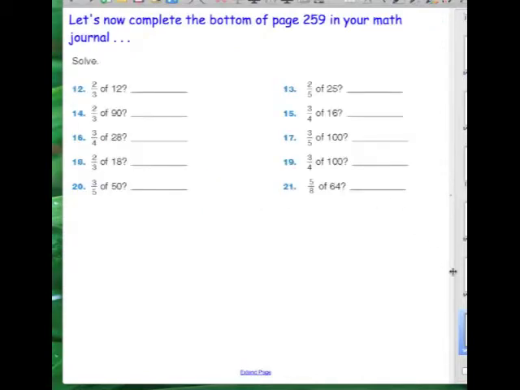Okay, let's now complete the bottom of page 259 in your math journal. I want you guys to complete these and have them graded before you move on. Go ahead and pause now to do that. Alright, so you're back and ready to move on. You should have had those graded.